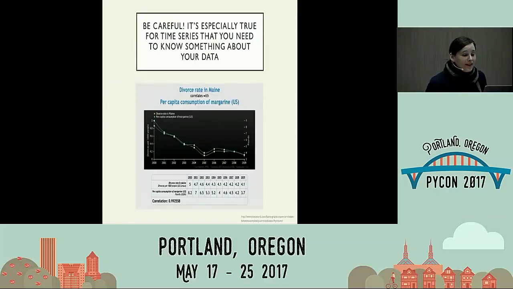Final warning, be careful. It's especially true for time series that you need to know something about your data. What I've got here is divorce rates in Maine versus per capita consumption of margarine for the entire country. You might try to gaslight me and say maybe they really are related, but I'd say it's Maine versus the entire country. So apart from the margarine versus marriage bit, there's also the geographical mismatch.